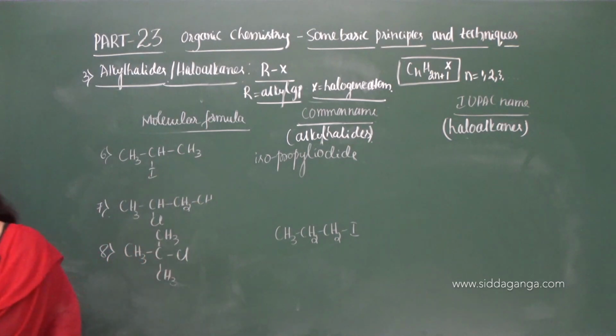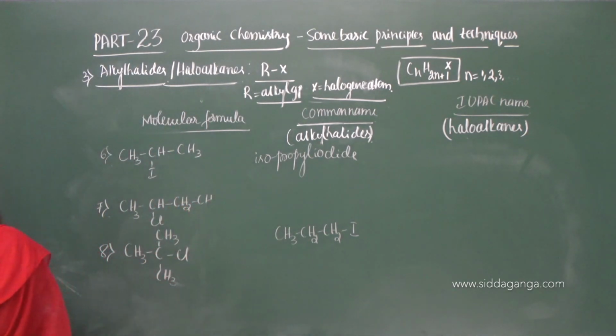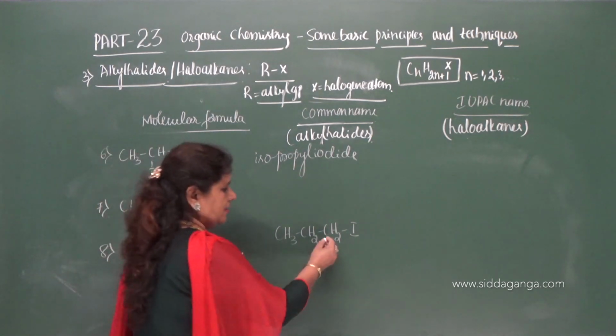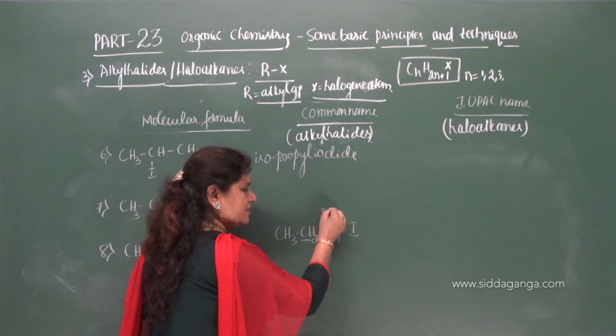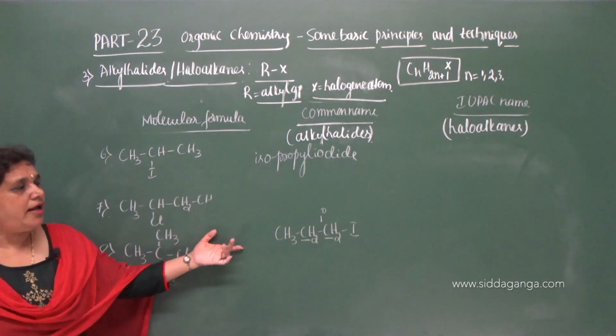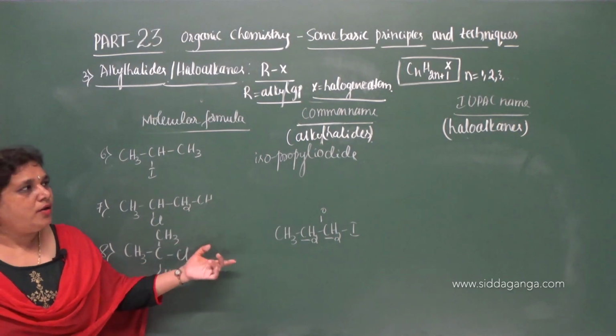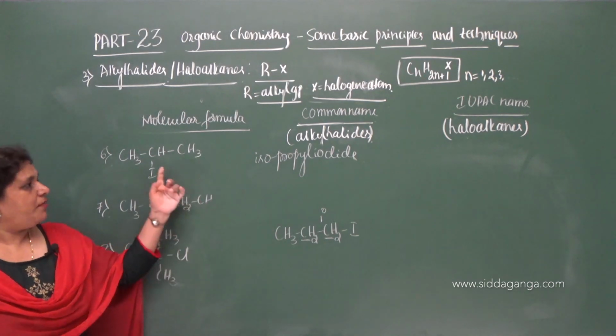In N-propyl iodide, the iodine is attached to a carbon, and that carbon, see here, is bonded to only one carbon, therefore it is a primary carbon, correct. So it means the alkyl halide is primary here, the haloalkane is primary. Which one? The third one. But what about here?